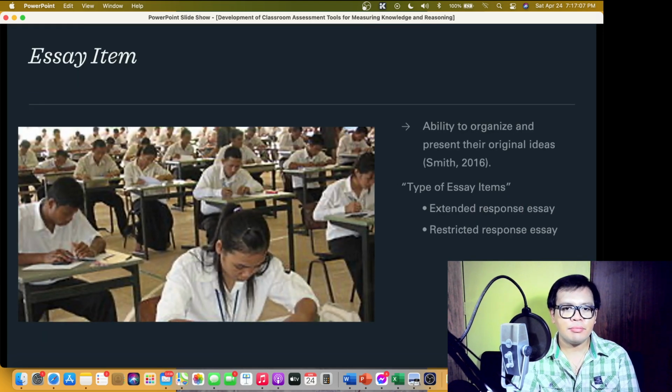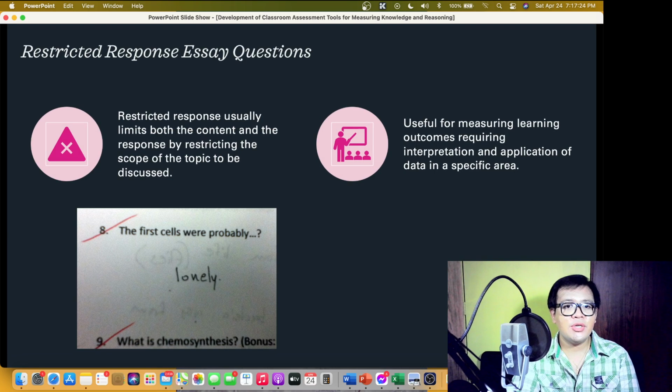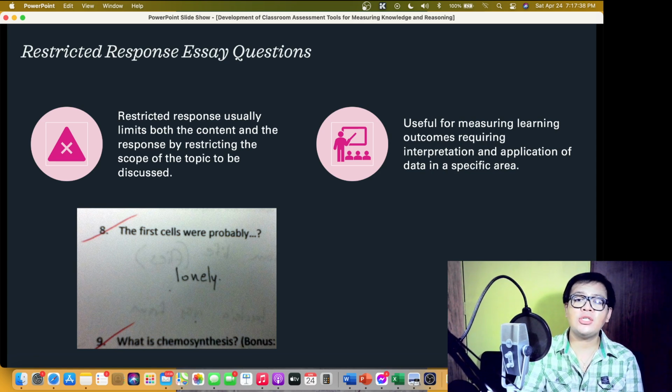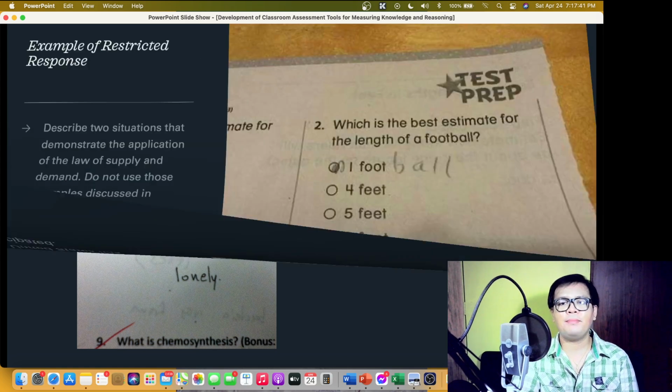factually correct. As you can see, essay items test the ability to organize and present original ideas. That's according to Smith of 2016. And the types of essay items are extended response and restricted response essay. So, restricted response essay questions usually limit both the content and the response by restricting the scope of the topic to be discussed. And this is actually useful for measuring learning outcomes requiring interpretation and application of data in a specific area.